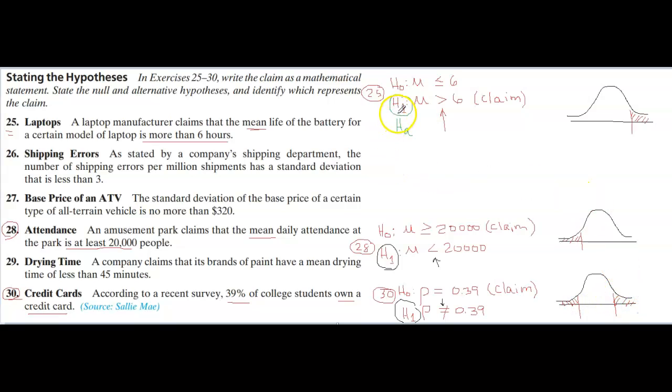Okay, so H1 or HA is the one that decides which tail in the picture you're going to shade. When you have a greater than, right tail. When you have a less than, left tail. And when you have a not equal, you're going to shade both tails.